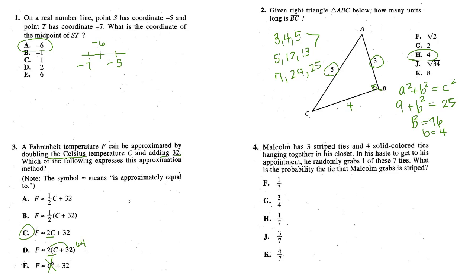Okay, number 4. Malcolm has 3 striped ties and 4 solid color ties hanging in the closet together. In his haste to get to his appointment, he randomly grabs one of the 7 ties. What is the probability that the tie is going to be striped? Here we know we have a total of 7 ties, so that's how many he has to choose from. And he only has 3 striped ties, so our answer for this one should be 3/7.